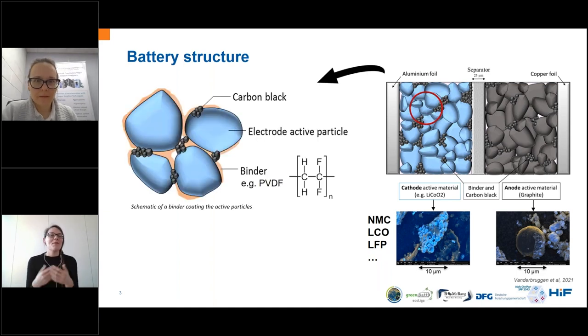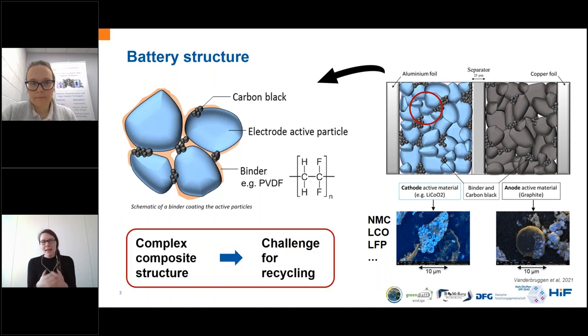And if we then zoom in a bit more, on the left, you can see a structure. The blue particles would be the electrode active particles from our cathode. And the tiny black dots that you see, this is the carbon black. This is really fine carbon in a nanometer range, with which the electrodes are coated to increase the conductivity. And then you also see an orange shade surrounding the particles, which is the binder, which is used to hold everything together. For example, here PVDF is used, but there are also other binders commercially used in the industry.